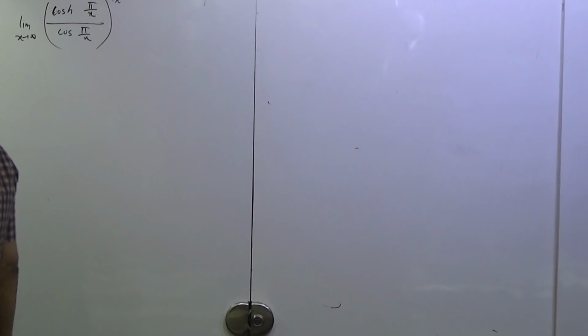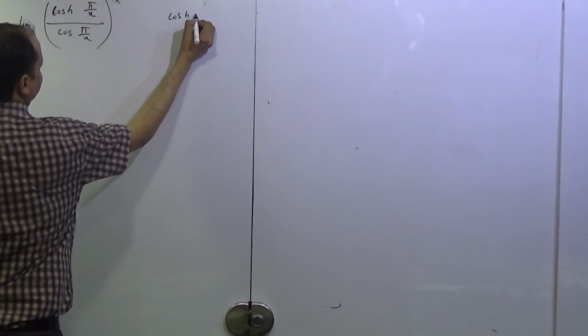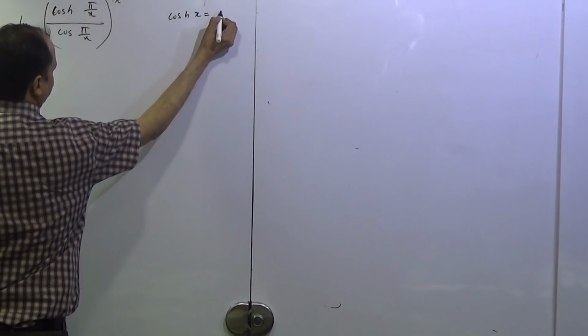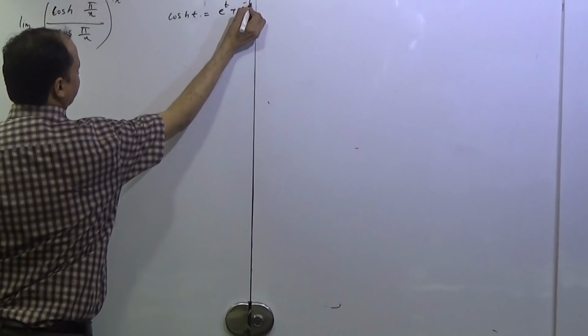In advance it is given that cos hyperbolic t is equal to e to the power t plus e to the power minus t, divided by 2. So I will write pi by x is equal to t. If pi by x is t, then x approaching infinity means t is approaching 0.